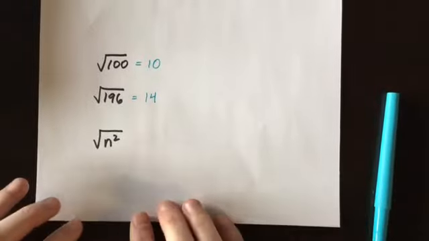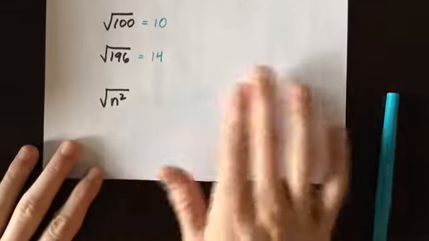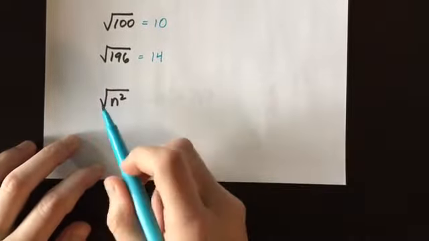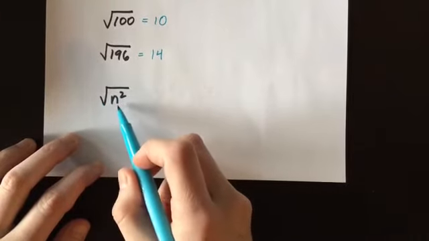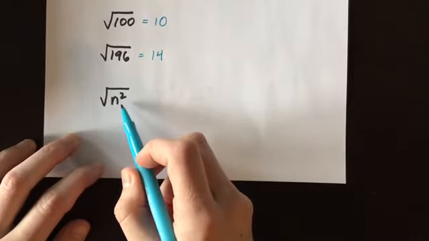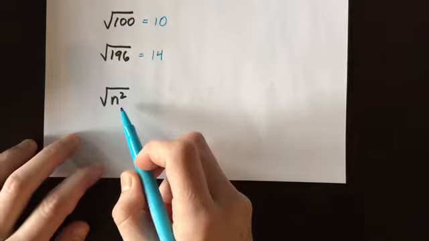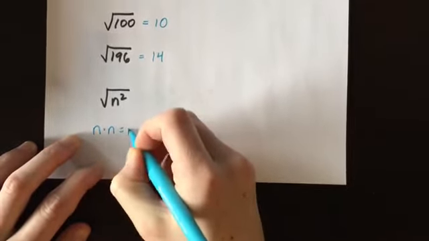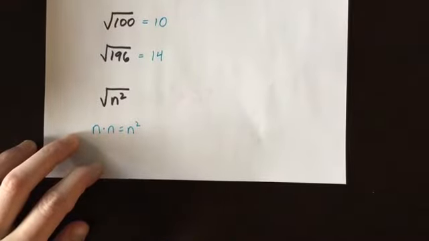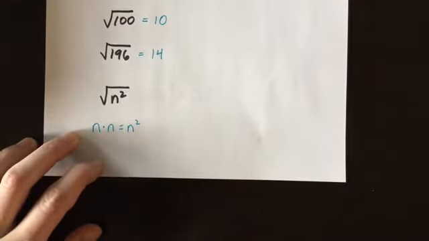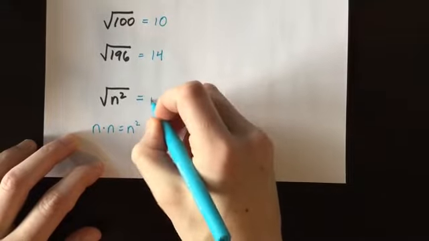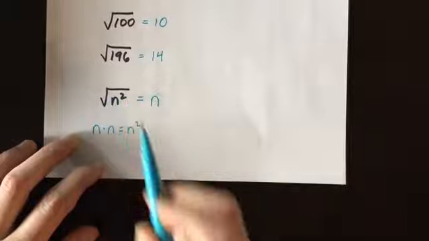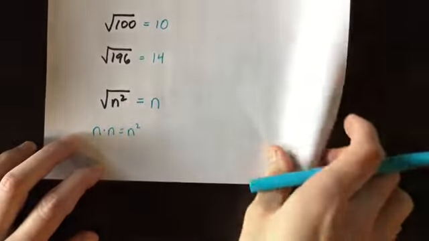We're also going to wind up doing some square roots with variables underneath, what we call the radicand. Now, this tells us what number times itself gives us n squared. The only way to get n squared is to multiply n by itself. n times n is n squared. So the square root of n squared must be n. We're just undoing that squaring. So the square root cancels out that squaring.